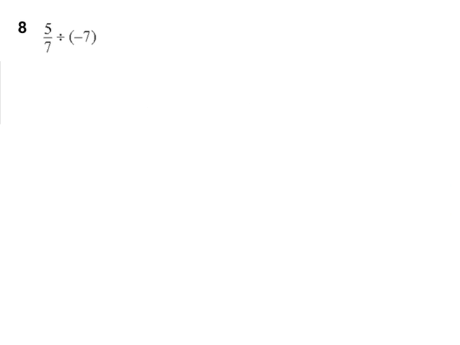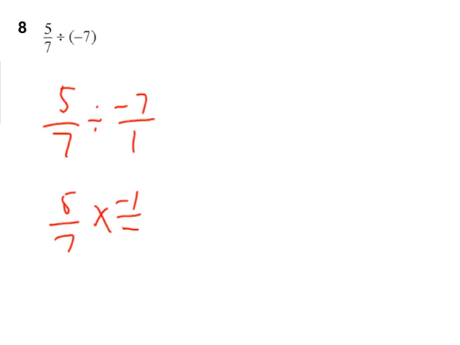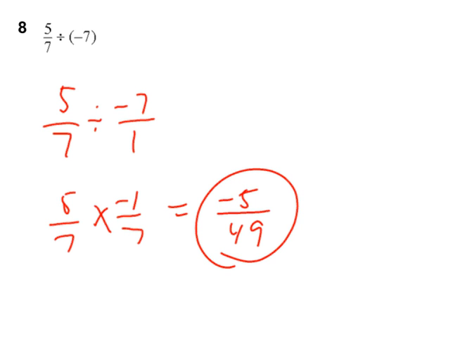Question 8, we have 5/7 divided by a negative 7. So we're going to take our first fraction, and we're going to divide it by, instead of negative 7, we're going to think of it as being a fraction, negative 7 over 1. The easiest way to divide fractions is to multiply by the reciprocal. The reciprocal of negative 7 over 1 is negative 1 over 7. Then we're going to multiply our numerators to get negative 5 and multiply our denominators to get 49. And our final answer is negative 5/49.